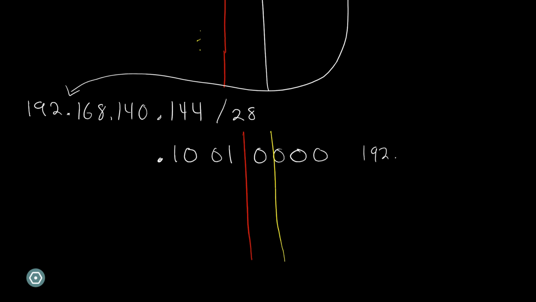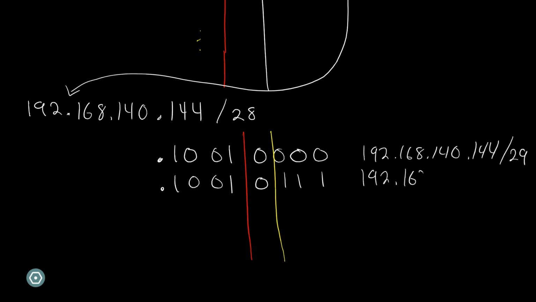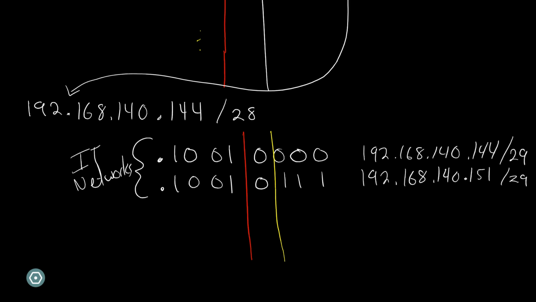So this is 192.168.140.144/29. We're going to try the subnet mask, so everything to the left, all the network bits, stay exactly the same, but all the host bits become 1, which gives us 192.168.140.151. Also a /29 network. And then that's the only address we need here, because this is our IT network, and it only needs 6 hosts. So we have our 6 hosts accounted for here.